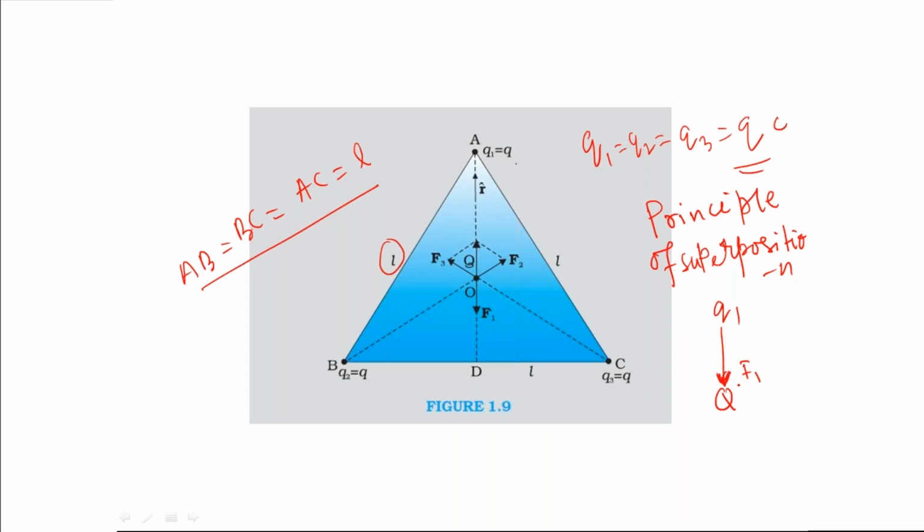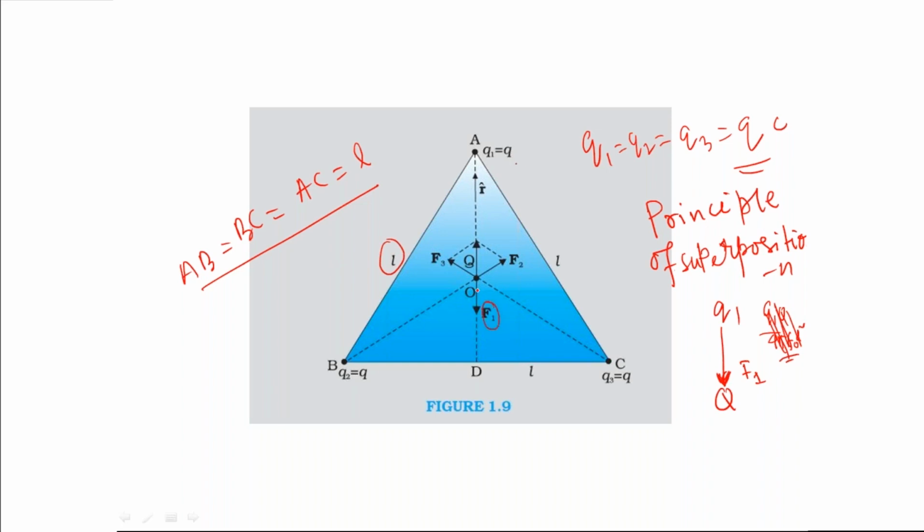Right or not? So the direction will be this way, right? That time I'm not considering. See, if I want to know the magnitude also, I can know it: Q1 and capital Q by 4 pi epsilon naught, whatever distance it is, that distance square. It will just be like that. But I don't need it here actually.